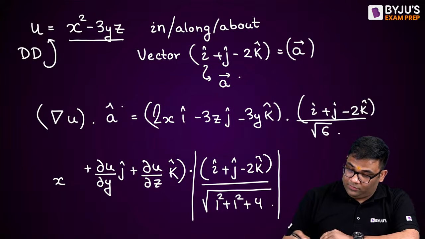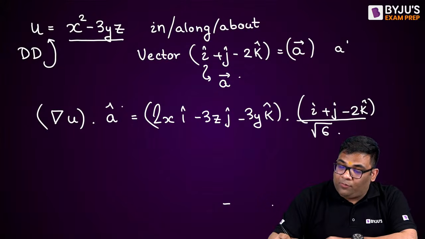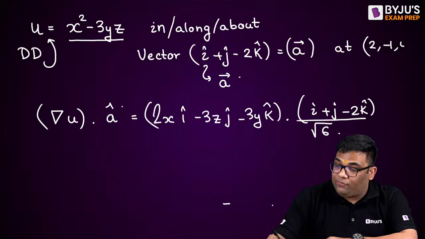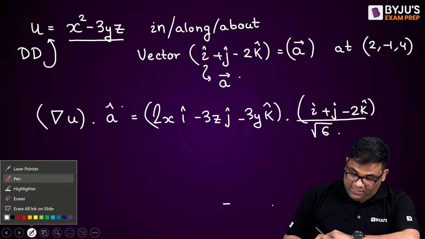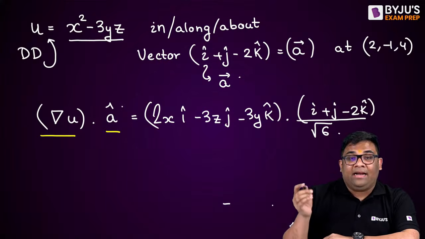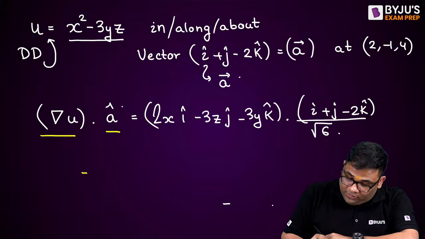Yes. Now it was given at a particular point. At a particular point means suppose the point is given 2, minus 1 and 4. Yes, 2, minus 1 and 4. See, this is a vector, this is a vector. So obviously at the end result I should get a scalar, right? So just put these values.